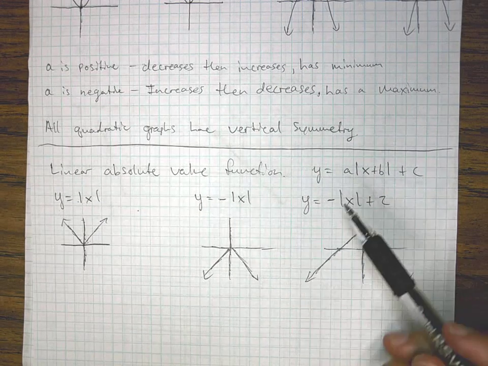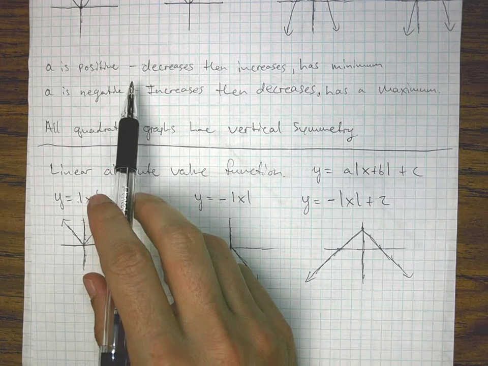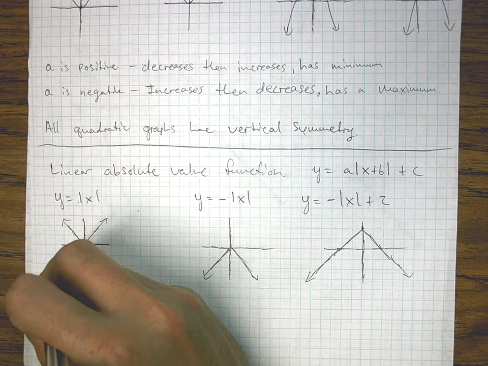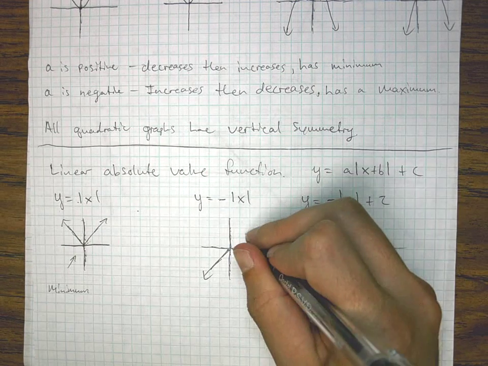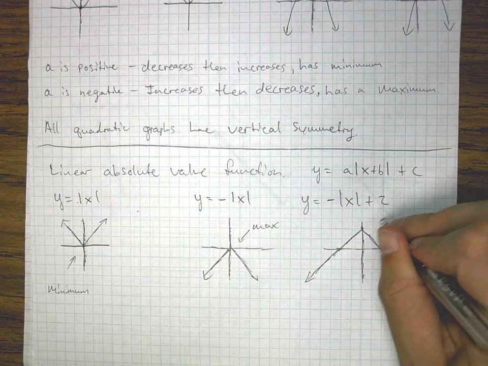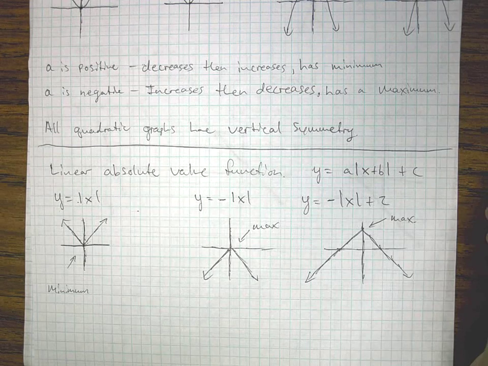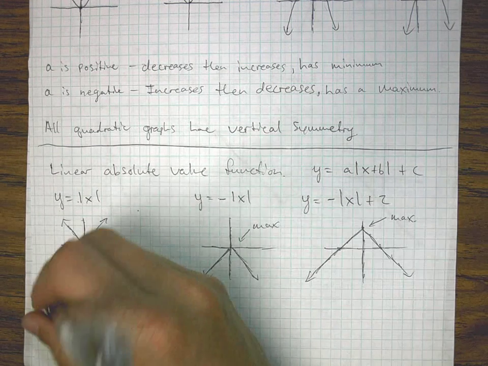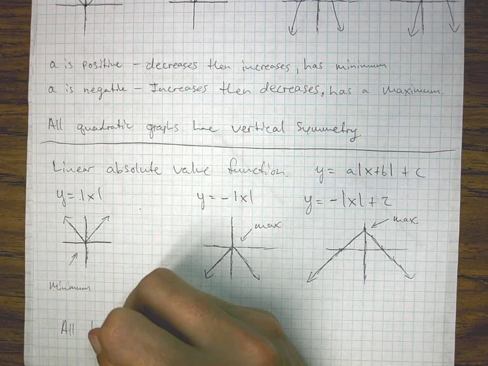Okay, so it's still the same. And again, if it's positive, this is also a minimum value. This is a maximum. And this would also be a maximum. Okay. These are made up of straight lines, no curves, but they also have vertical symmetry as well.